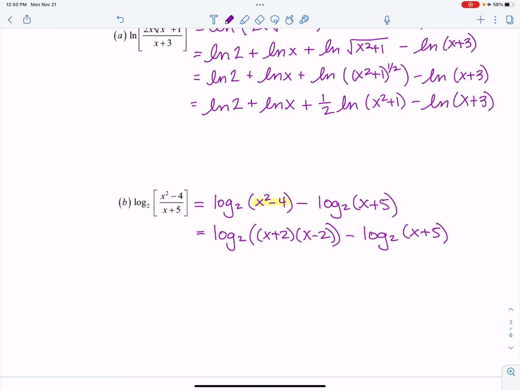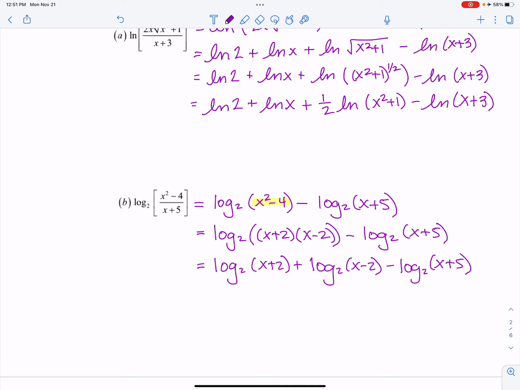And now I have a quantity times another quantity. I have a product going on, so I can use my product rule and break that into 2 logs. Log base 2 of x plus 2 plus log base 2 of x minus 2 minus log base 2 of x plus 5. And now we have finished. We've expanded it all the way out.